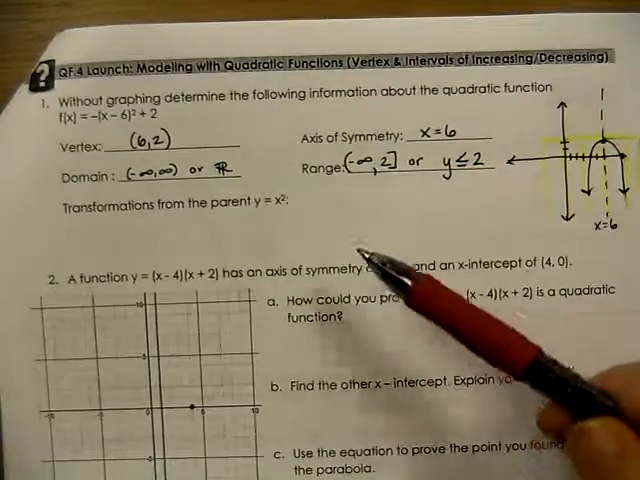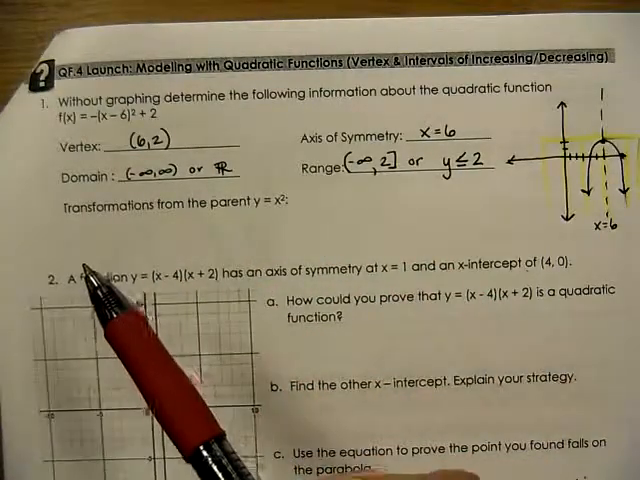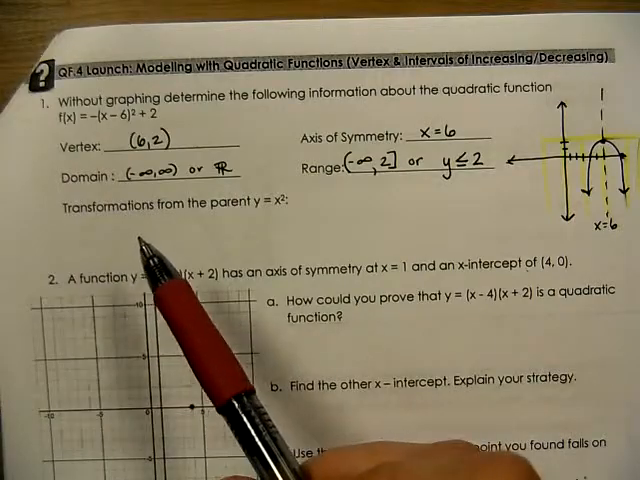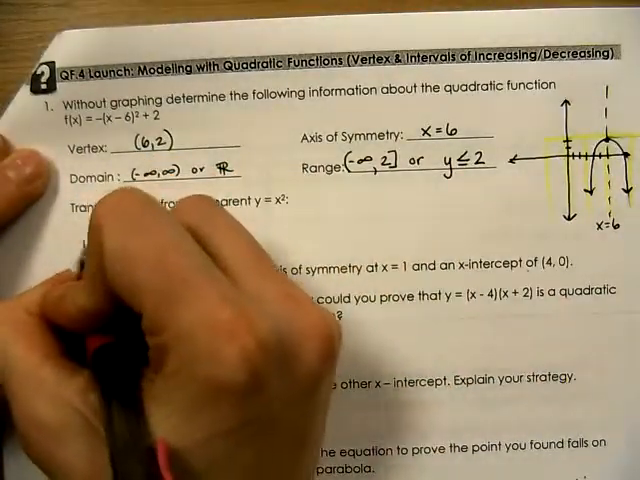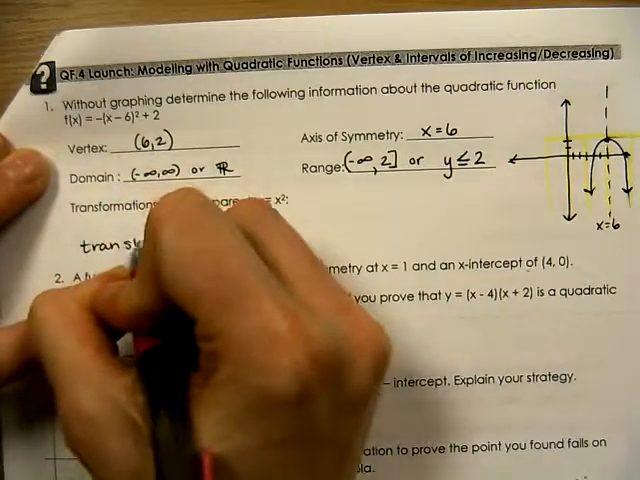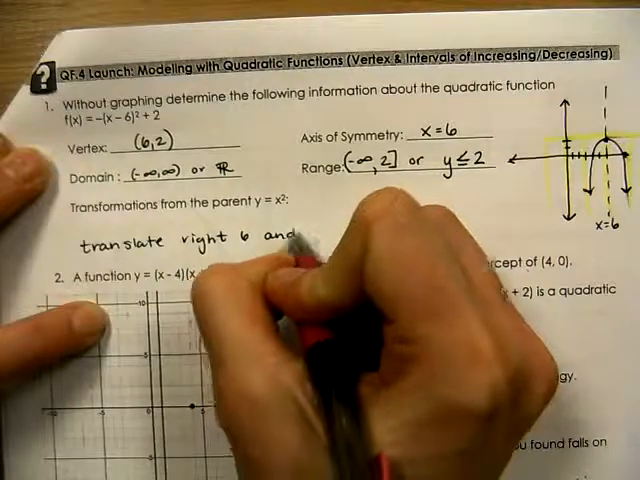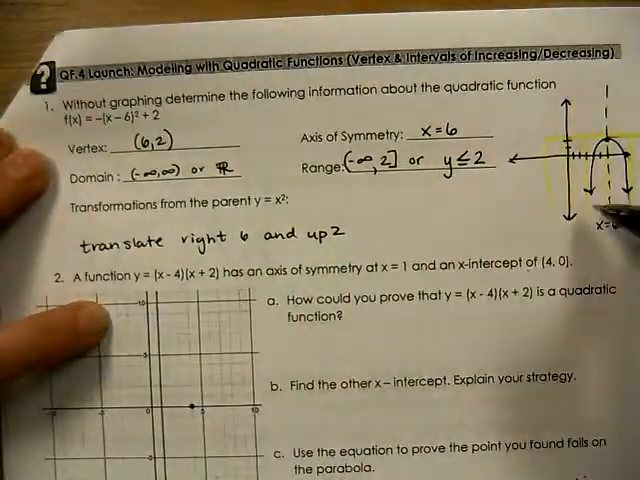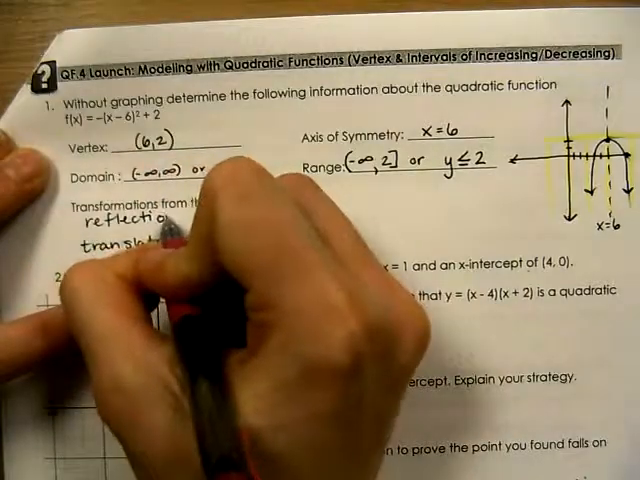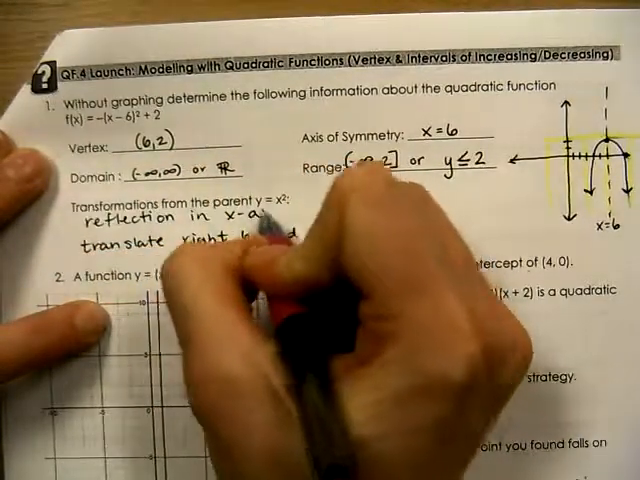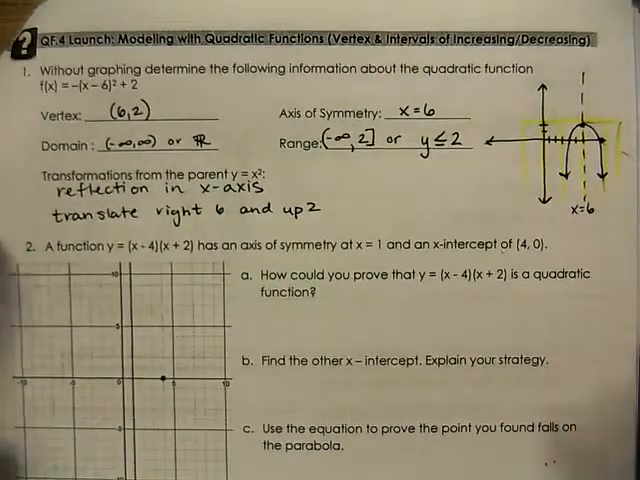And then finally it asks for the transformations from the parent function. And when I see the word transformations, I'm thinking translate, reflect, and vertical stretch or shrink. So when I look at this, I know that it was translated right 6 and up 2 units, but it's also opening down. So there was also a reflection. If it opens down, there's a reflection in the x-axis. And so those are my transformations from the parent function.